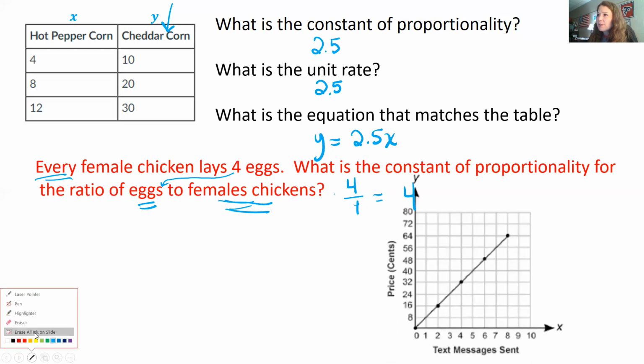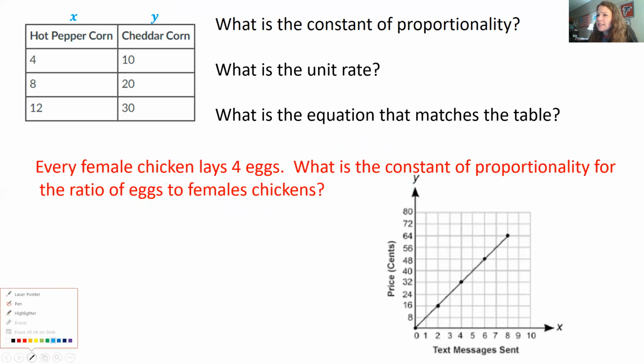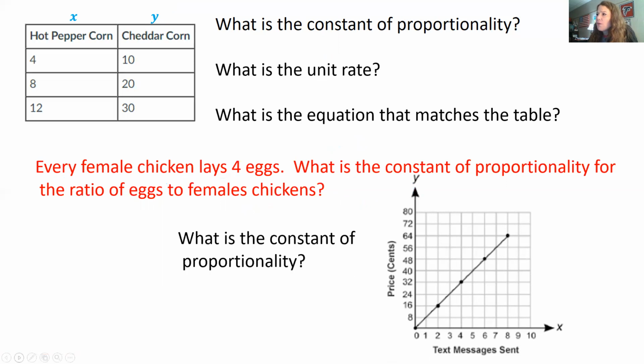And let's see what the next question says. Oh, sorry. According to this graph, what is the constant of proportionality? And the second question is, what is the equation? So remember, the constant of proportionality, or the unit rate, is when x equals 1.